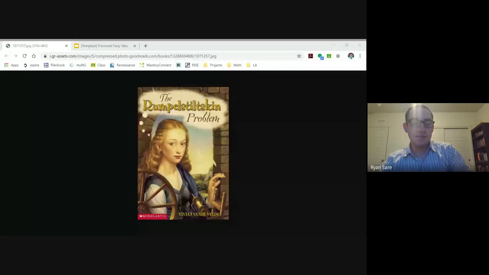I wanted to show a book to you guys. Let me pull a picture of it up real fast. Now, this is a book that I read when I was teaching fifth grade to my students. And it's called The Rumpelstiltskin Problem.